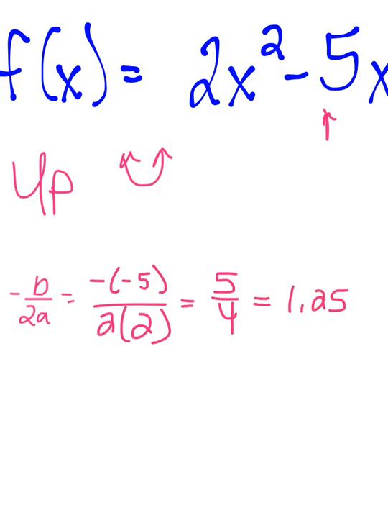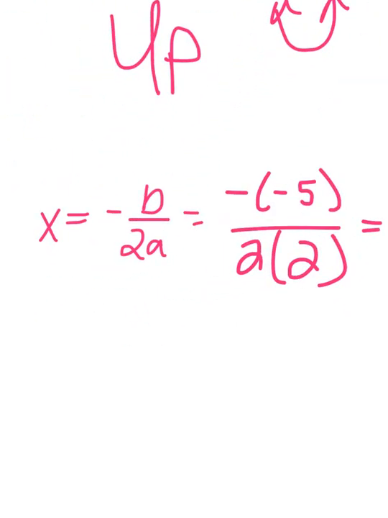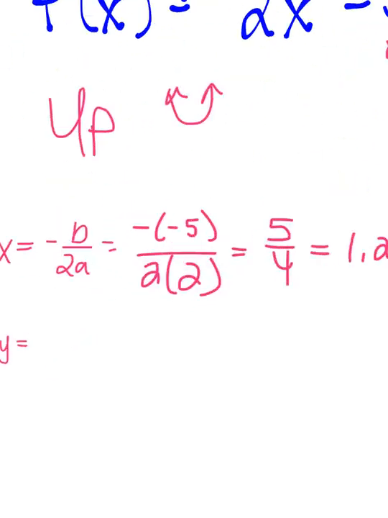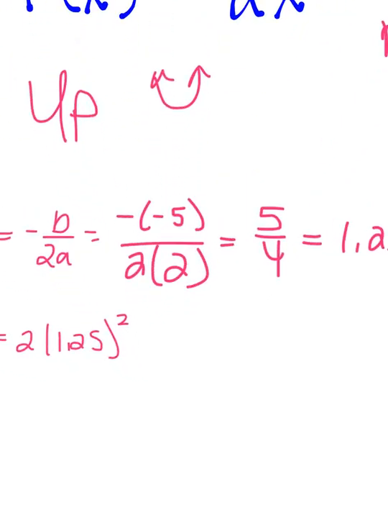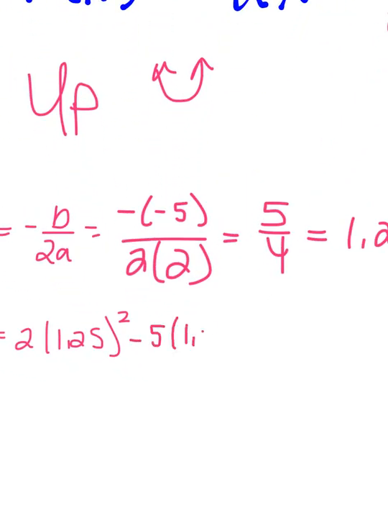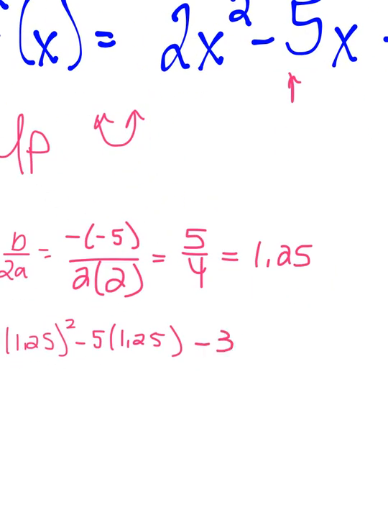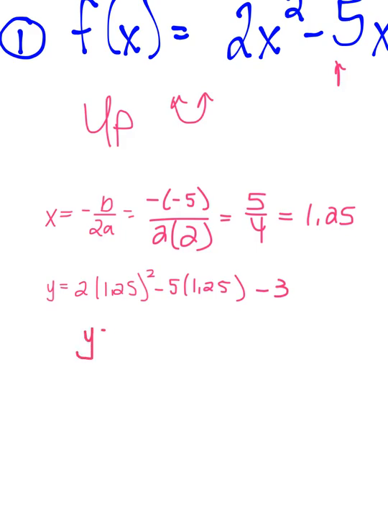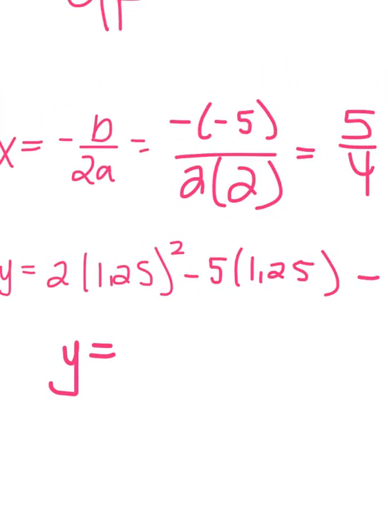In order to find y, what do you do with the... You plug the x back in. So you're going to say y equals 2 times 1.25. What else can I use? 5 over 4. Minus 5 times 1.25, or 5 over 4, minus 3. So what do you get in your calculator? Do it step by step. Is it y equals? What is 1.25 times 1.25?